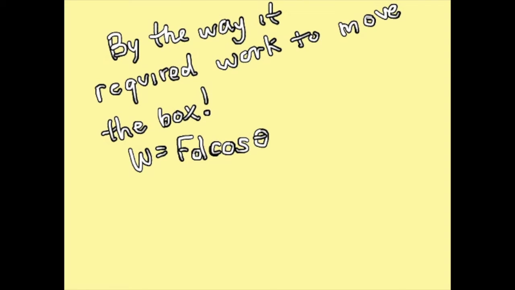By the way, it requires work to move the box. Work equals force times the distance times the cosine of theta. There are forces applied to the box, and a distance will be traveled, and the angle will be 0 because it is moving in the same direction the forces are applied. Cosine of 0 is 1, so just multiply force times the distance to get the work done on the box. The unit for work is joules.